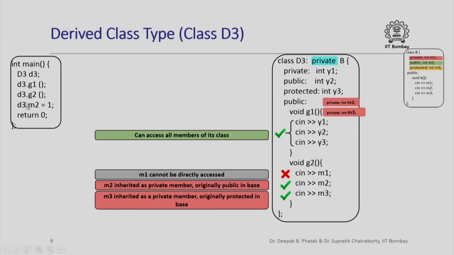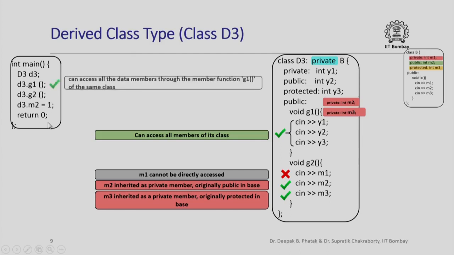Now if I have a little main program which appears like this over here, once again let us try to understand which of these will give rise to compilation errors and which of these won't. So d3, small d3, is an object of class capital D3, and because G1 is a public member function of class D3, I can certainly invoke d3.g1 here, and note that this function can certainly access all the data members derived in this class, so everything is fine here.